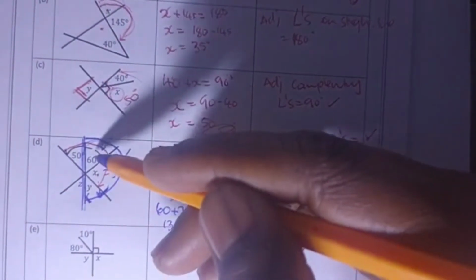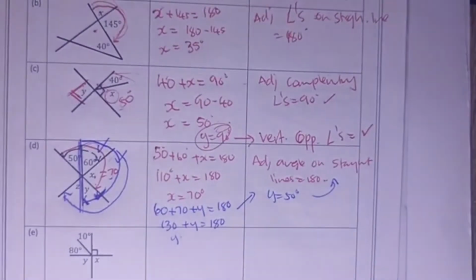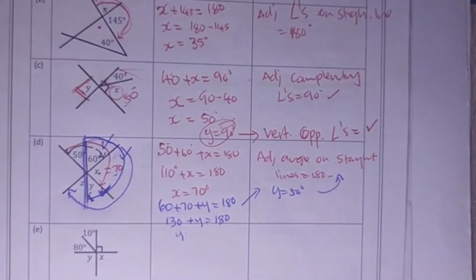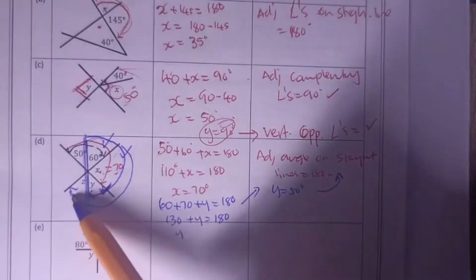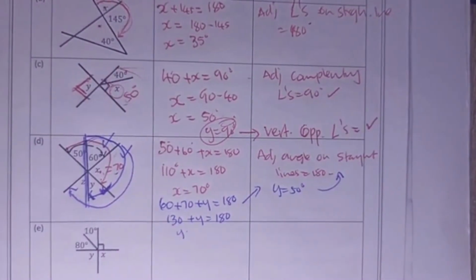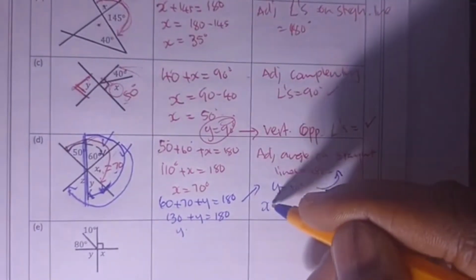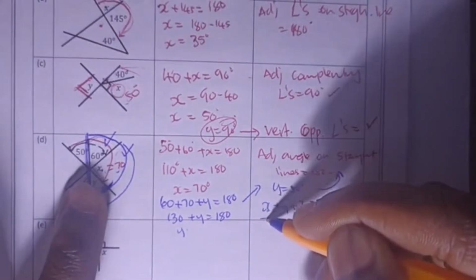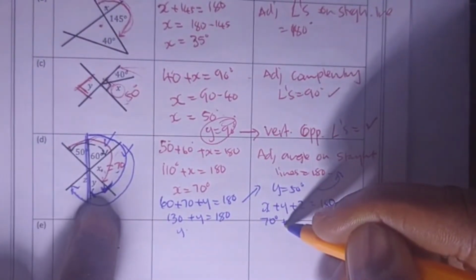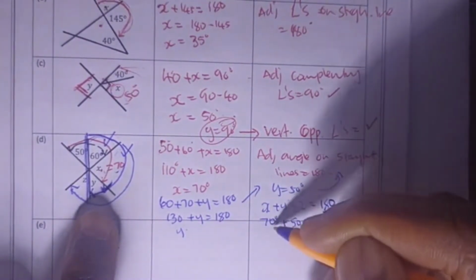Then when I have this, I can use angles on a straight line. Wow, it's a nice question. Now I have the value of x, I have the value of y, I can find the value of z. So I can say actually x plus y plus z equals to 180. The value of x we found is 70 plus the value of y is 50 plus z equals to 180.